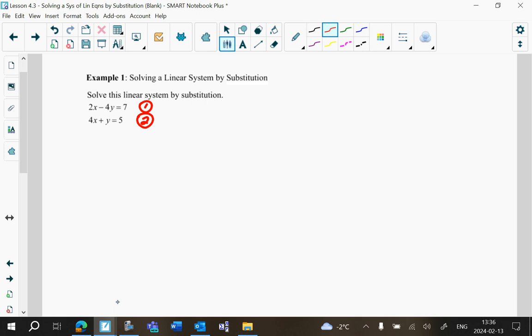So remember, we got to take one of the equations and get one of the variables by itself. And I want to do it in as few steps as possible. So which one do you think? Solve for y in number 2, because it's only one step.